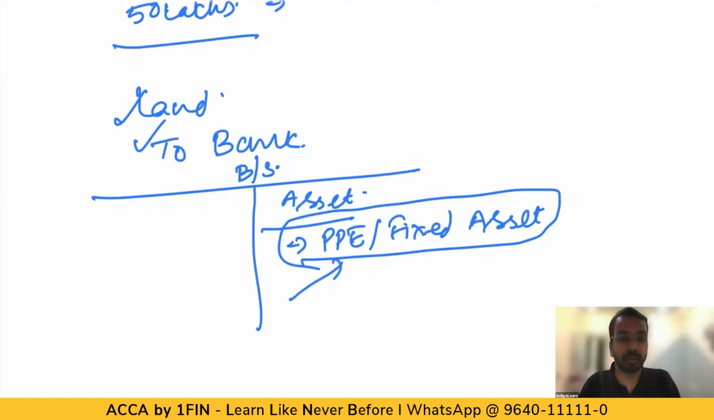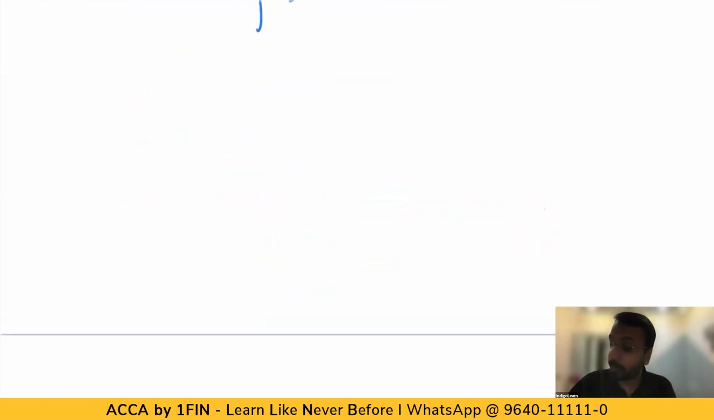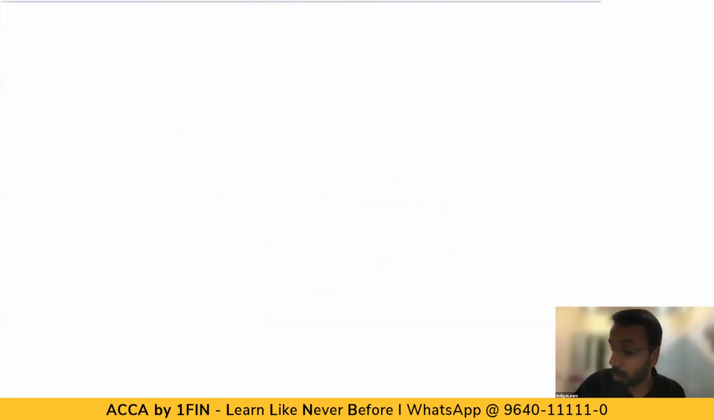So you cannot say, just by looking at the topic or the entry, that this is a fixed asset or PPE. As you move to a professional course, you have to ask, why did we buy the land? What is the purpose?